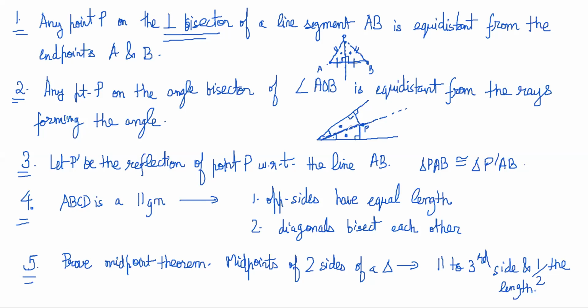Yes. So they are congruent again, so this distance will be equal to this distance. So that is the second proof. Okay. Yes. The third one is the reflection of point P with respect to line AB.